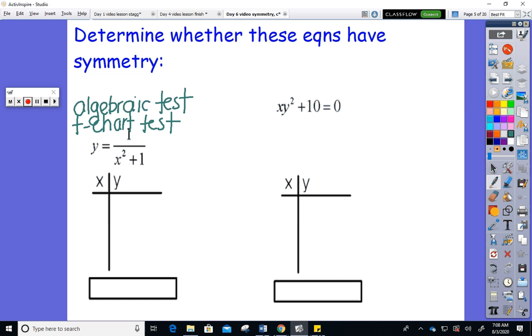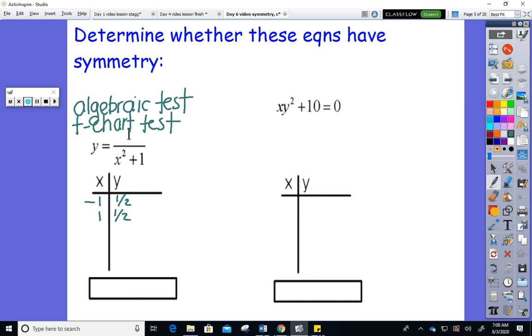On this algebraic test, I know that what seems to matter is what's happening when I plug in opposite x's. So I'm going to plug in some opposite x's, like -1 and +1, and see what happens. Now, if the y's you get have nothing to do with each other, you're not dealing with a graph that has symmetry. So if I plug in -1, I have -1 squared is 1, plus 1 is 2 on the bottom. So I get 1/2. When I plug in 1, I also get 1/2. So opposite x's are producing the same y.